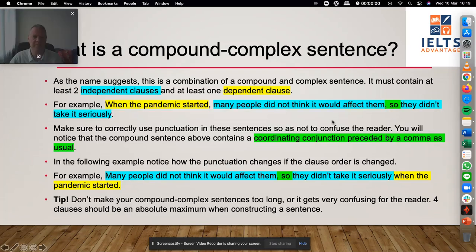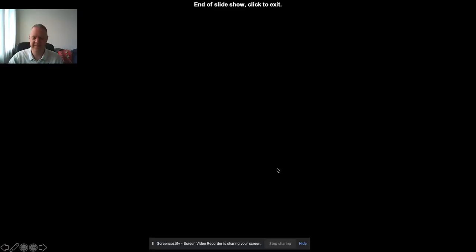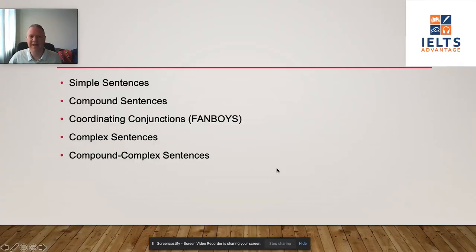Okay, so to come back, what we covered in this lesson was simple sentences. So remember, they can have one or multiple subjects. They can have one or multiple verbs. They don't need an object, but they can have an object, and they can have multiple objects. Compound sentences. Remember, they are 2 independent clauses, 2 complete thoughts being joined together either with a comma and a coordinating conjunction or a semicolon.